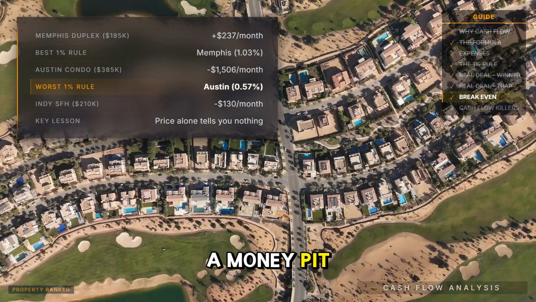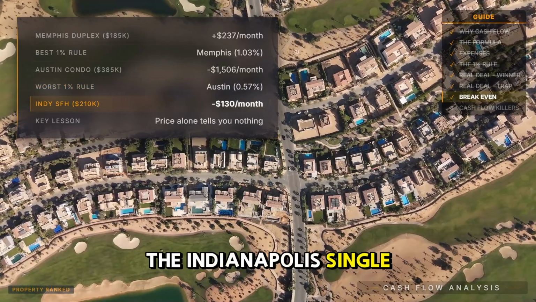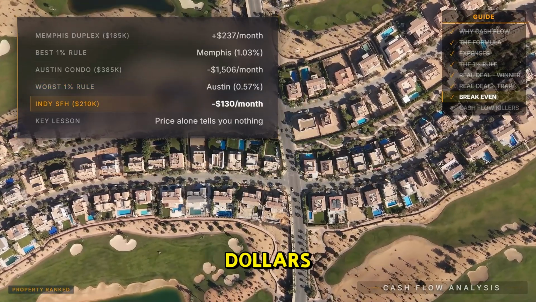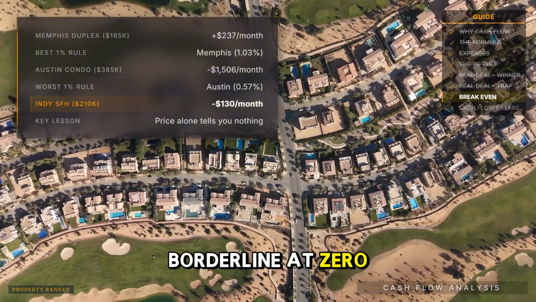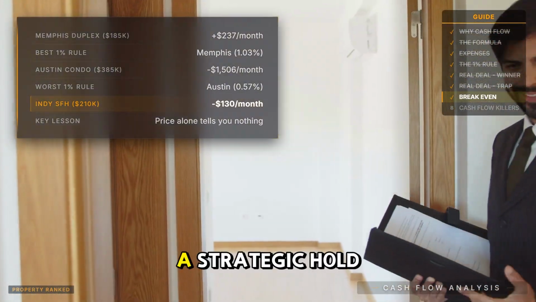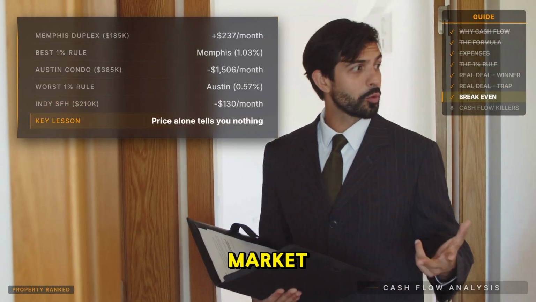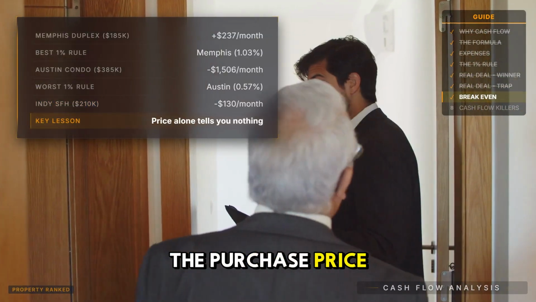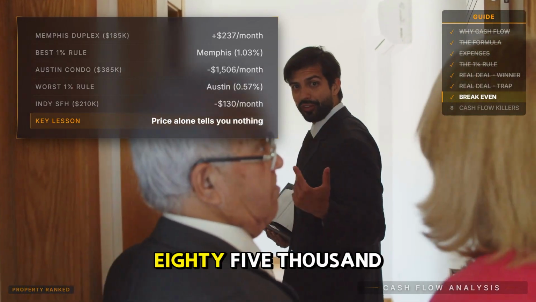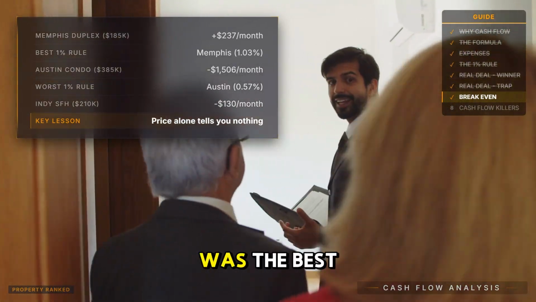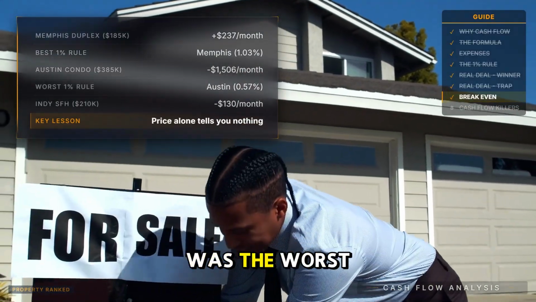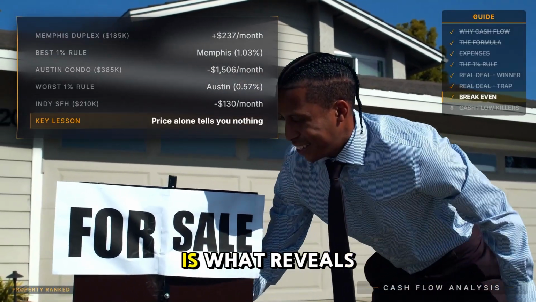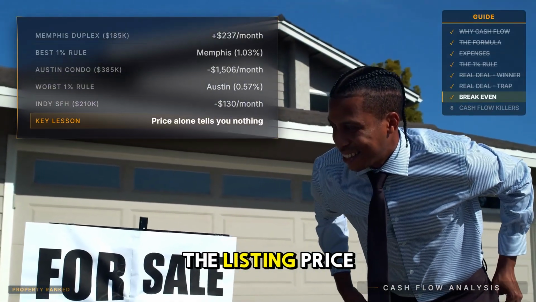A money pit. Deal 3, the Indianapolis single family at $210,000. Negative $130 per month. Borderline at 0.79%. A strategic hold in a growing market. Notice the pattern. The purchase price alone tells you nothing. A $185,000 duplex was the best performer, while a $385,000 condo was the worst. Cash flow analysis is what reveals the truth behind the listing price.